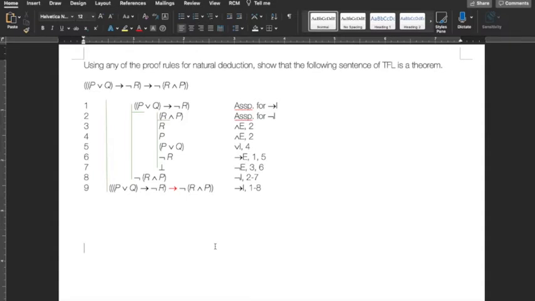Line 8 comes from our negation introduction subproof that started at line 2. And since we assumed R and P and proved a contradiction, that shows us that not R and P can be added to that second subproof. And finally, since we have the antecedent assumed at line 1 and then proved the consequent, that means we can add the initial conditional that we were hoping for at line 9, and we've proved this sentence from no assumptions at all, making it a theorem of truth functional logic.